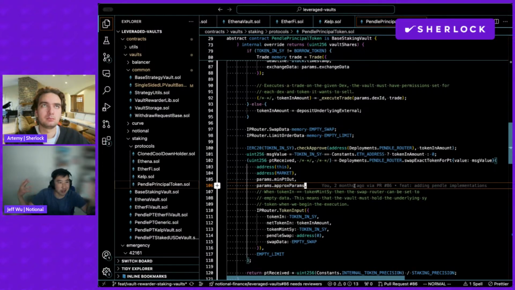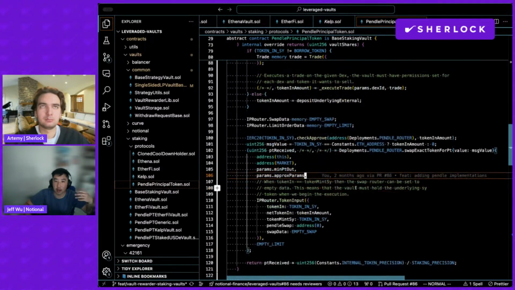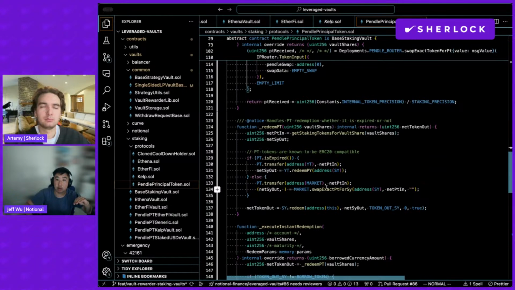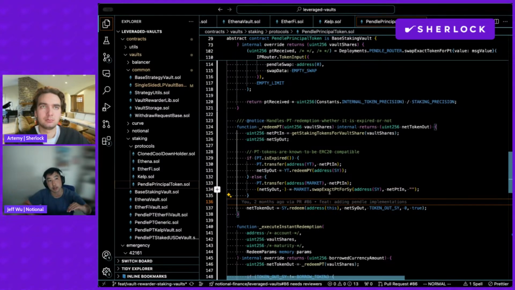So in the odd case that that API is unavailable, the limitation here is that you wouldn't be able to enter the vault, which we think is an acceptable risk. But you should always be able to exit the vault. When you exit the vault, you swap exact PT for SY, and this does not require an off-chain calculation. You can always sell your PT for the exit token, even if the Pendle API is somehow down, right?